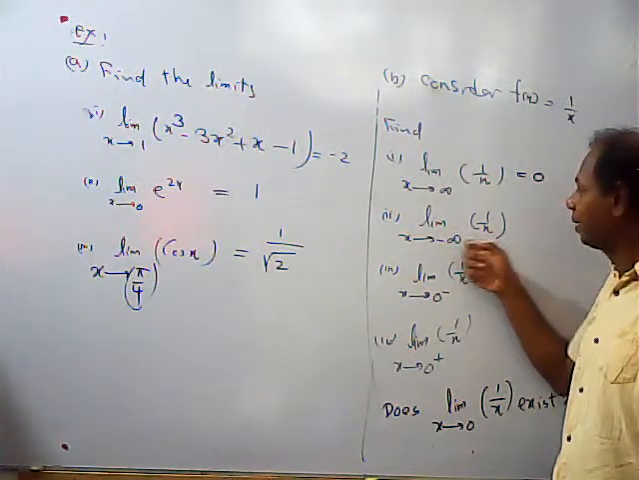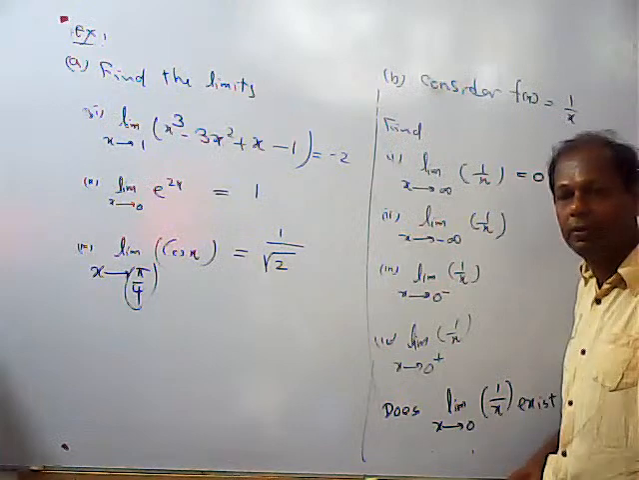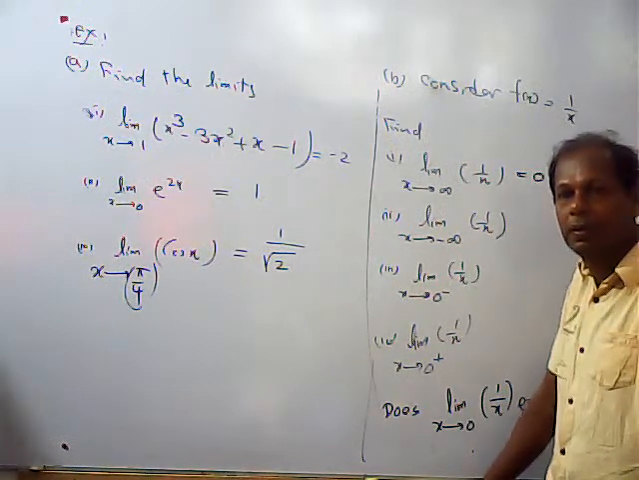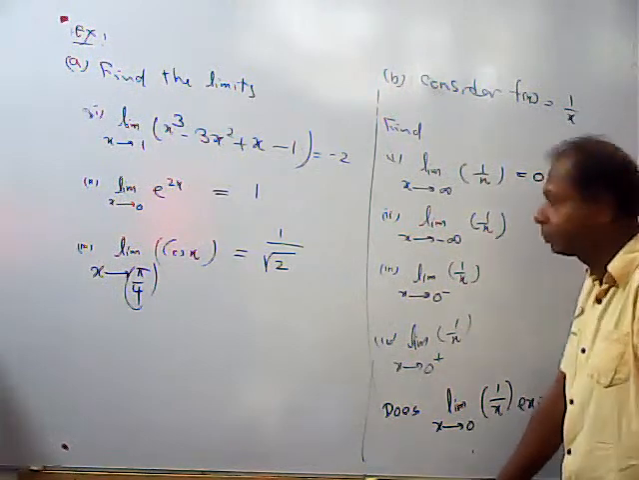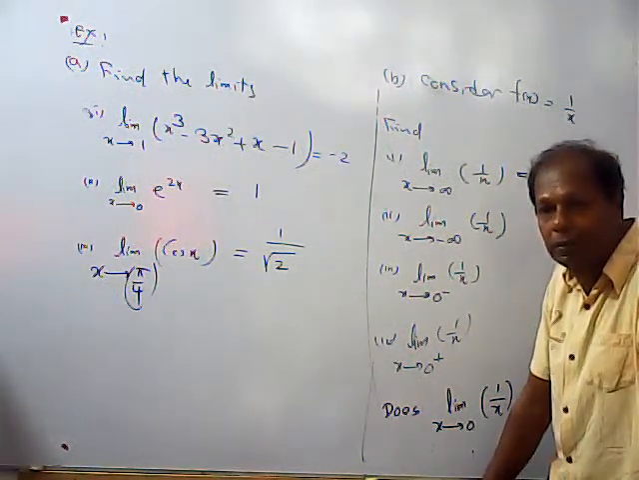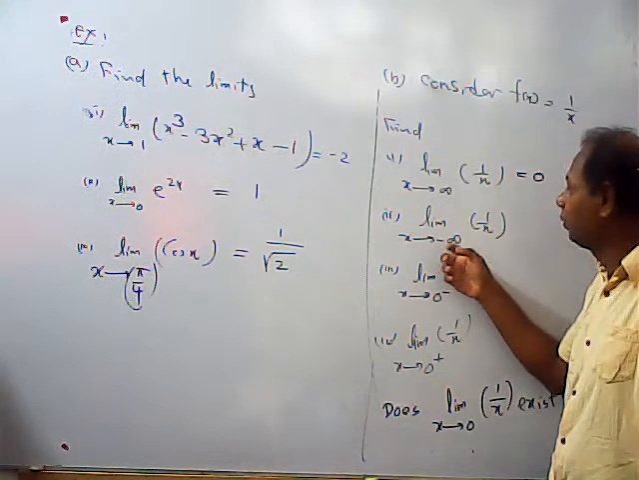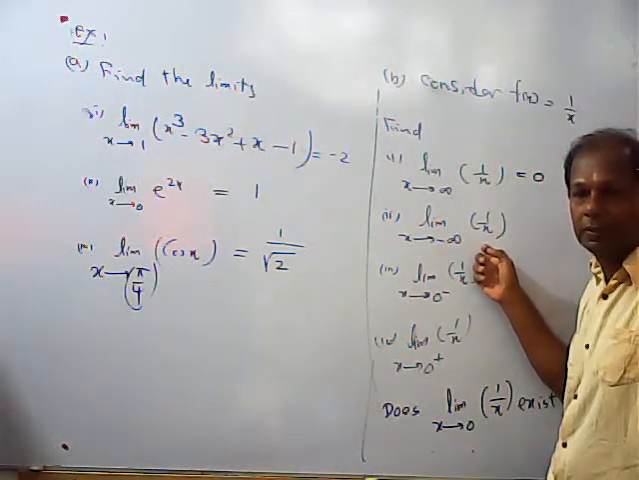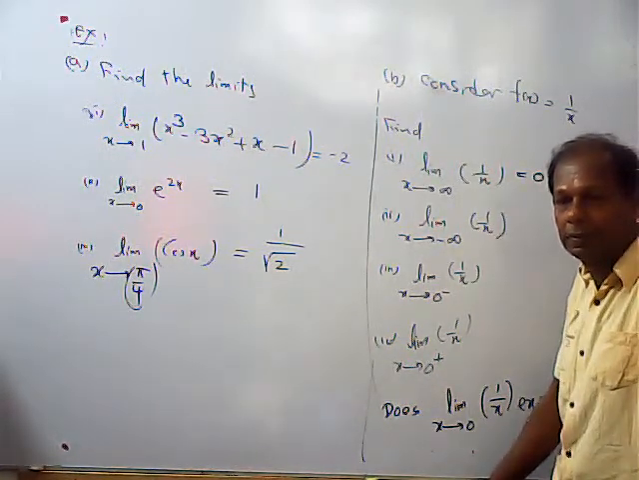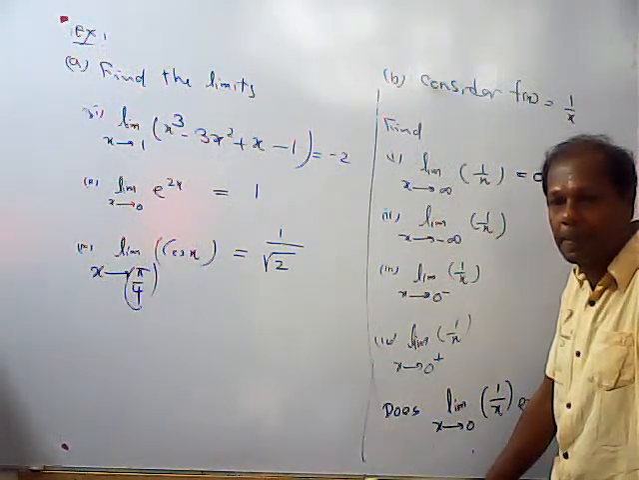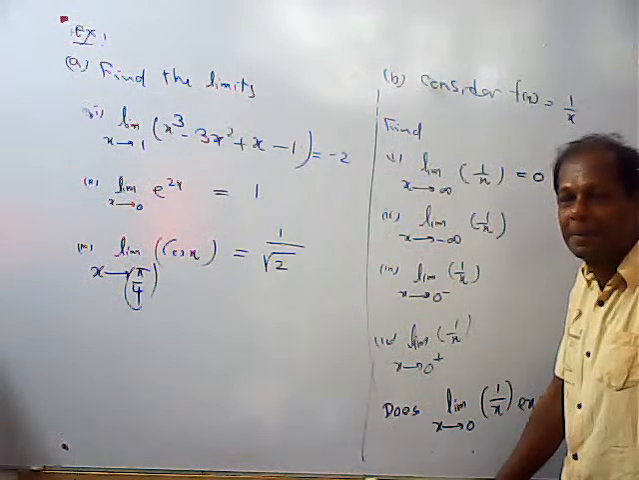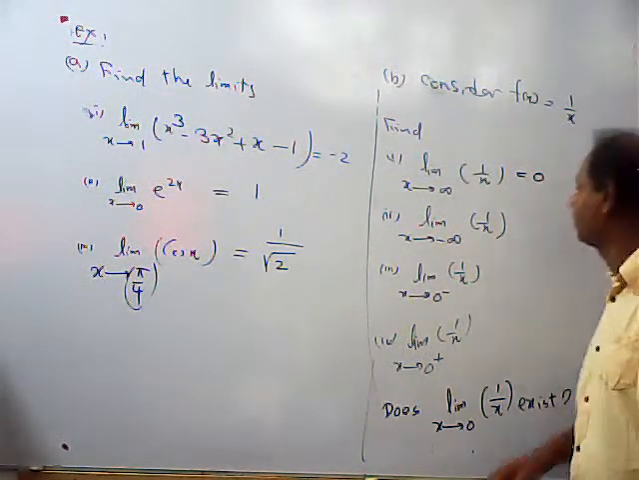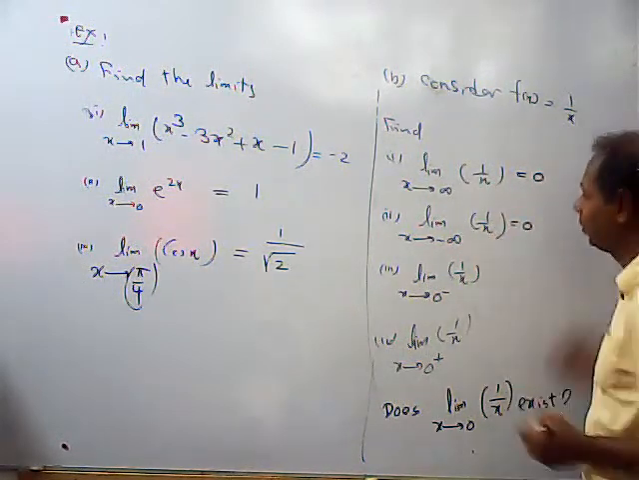What about it here? As x goes to negative infinity? As x goes to negative infinity, what happens to 1 over x? Yeah, again 0. Yes. 0.